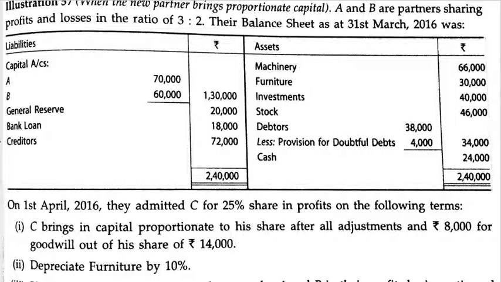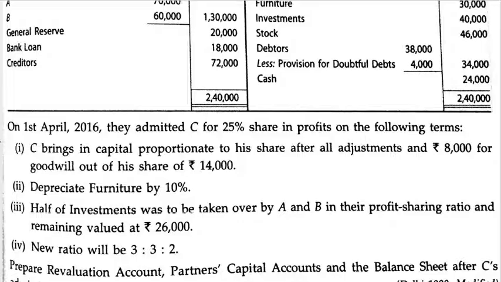Clear? Then we have the general reserve of 20,000. You know how to treat the reserves. Bank loan of 18,000 and creditors of 72,000. It further says that on 1st of April 2016, they admitted C for 25% share on the following terms. Clear? 25% share means 1/4 share. C brings in capital proportionate to his share after all the adjustments.